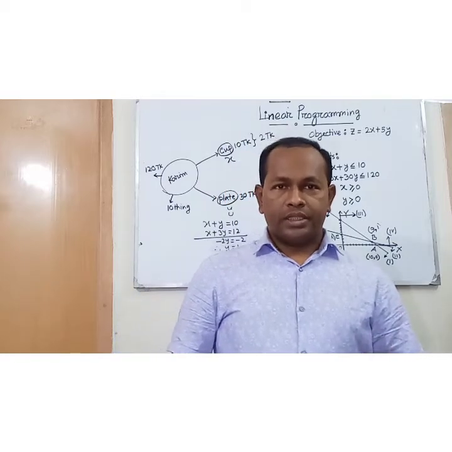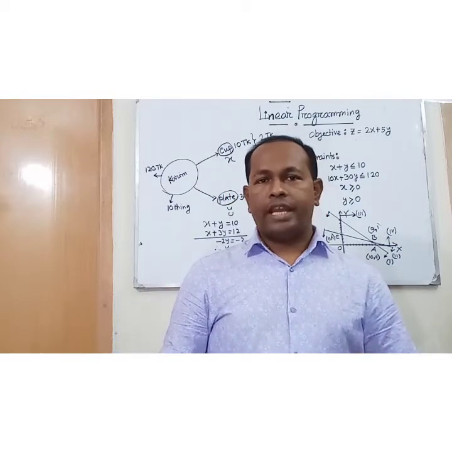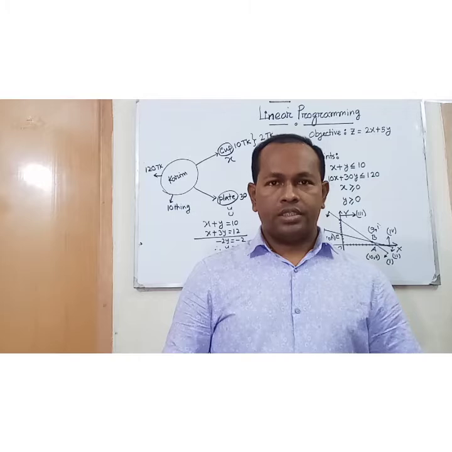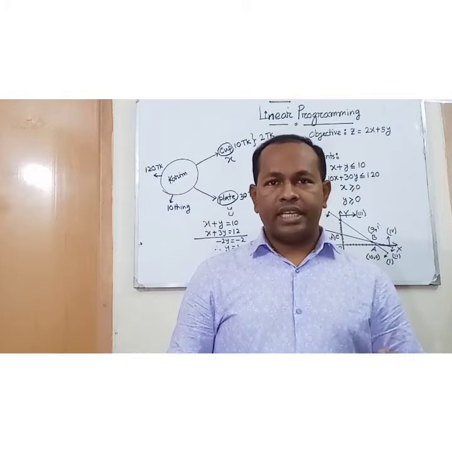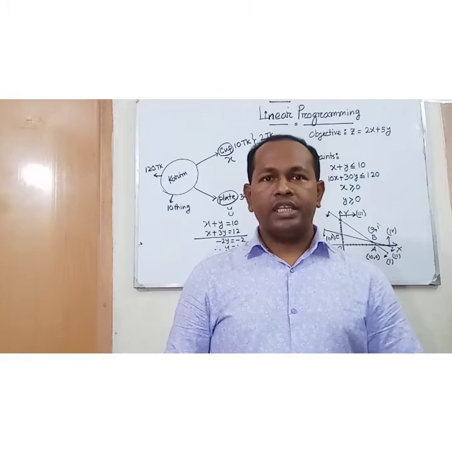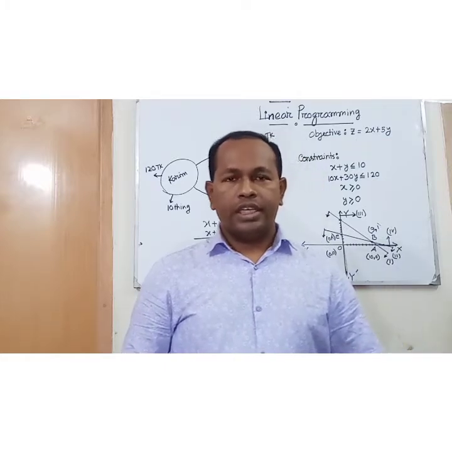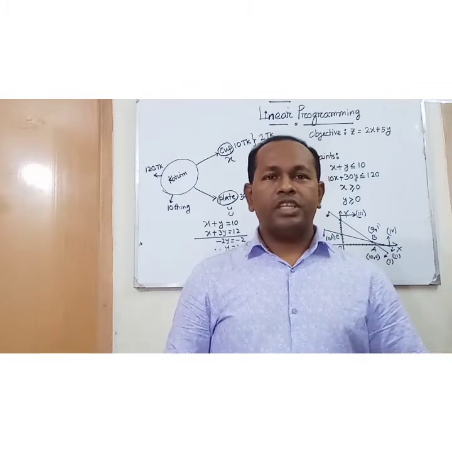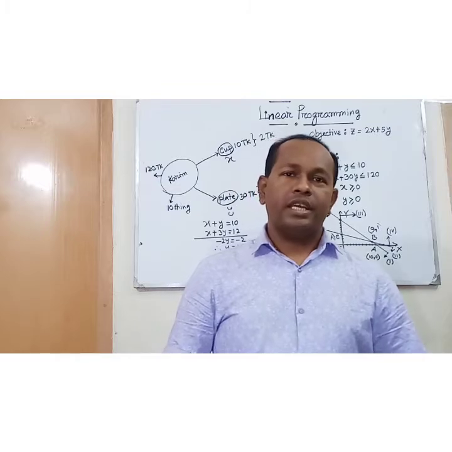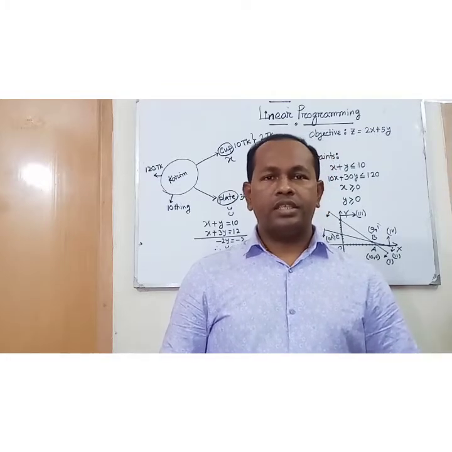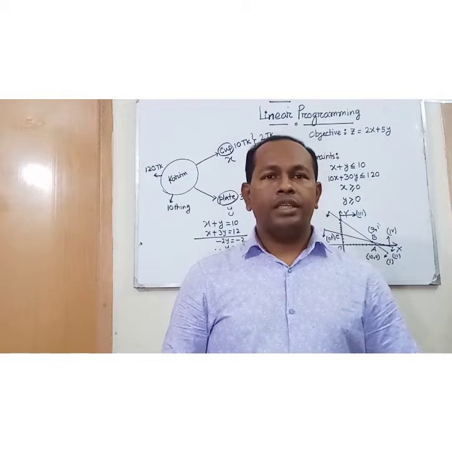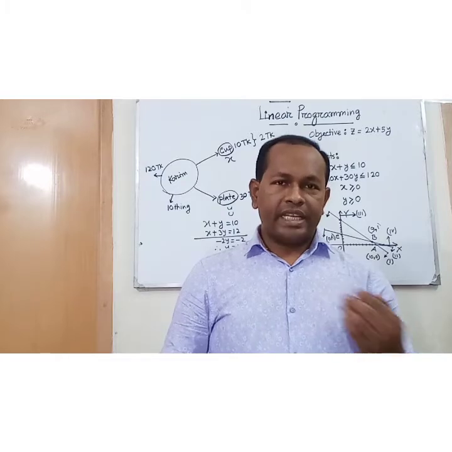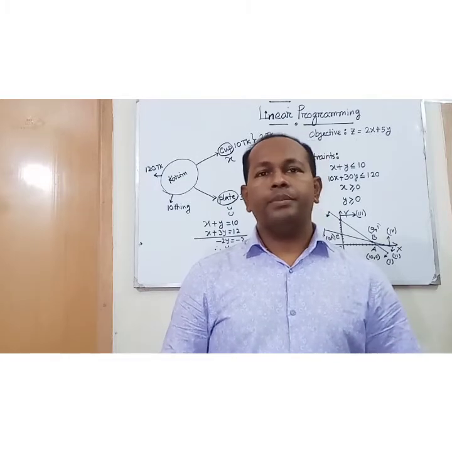Linear programming has an objective function and constraints, in which the decision variables x and y are expressed in linear equations or linear inequalities. Okay, so this is the formal definition of linear programming, and you have learned it. Now let's make it clear with an example.